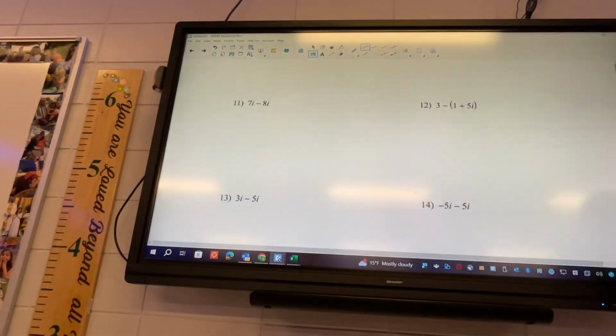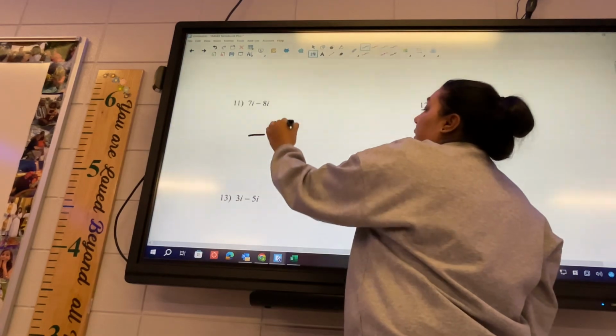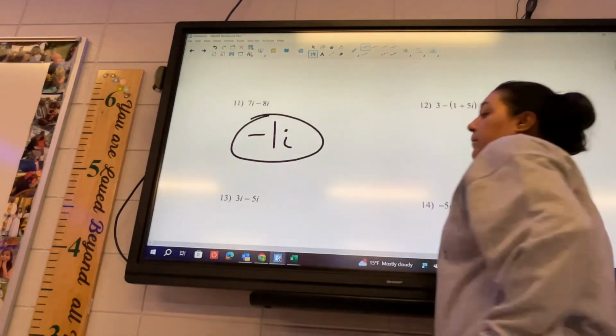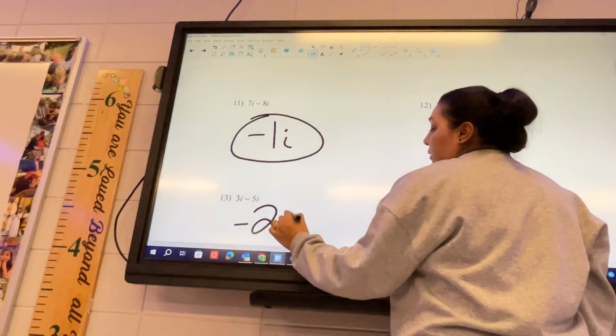Okay, 11. Who can get put together? 7 and 8. So 7 minus 8 is going to be -1I. Okay, 13. -2I. Okay, I can put the 3 minus 5. It's going to be -2I.